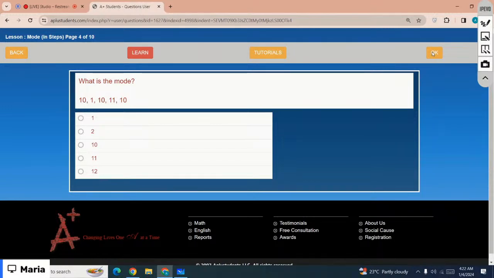Okay, what is the mod, which is the correct option? Use your notebook and pencil, arrange them from least to greatest, and write the correct option in the chat box. So, what is the mod?